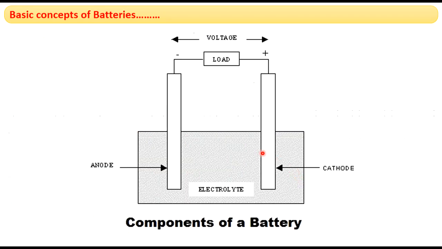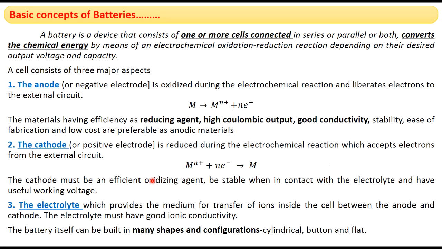And you can see in the picture, this is the cathode, it is in contact with the electrolyte. So when in contact with the electrolyte, the cathode must be stable, and it should have a useful working voltage also. So these are the characteristics of the materials preferred for cathodes. This is the second component, and the third component is the electrolyte.